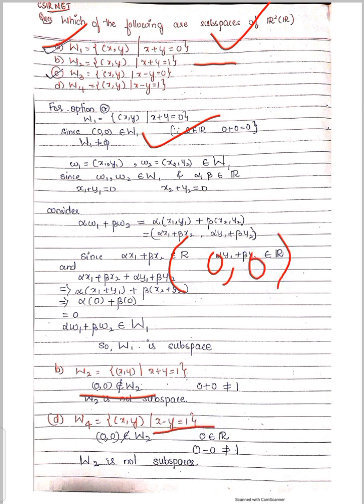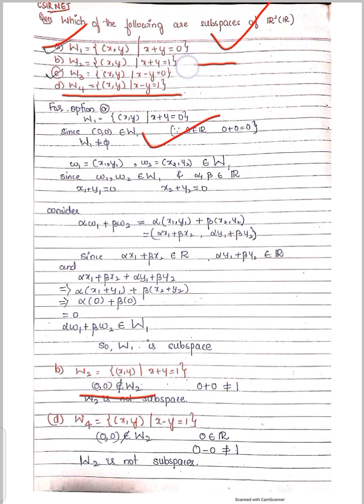Again this condition x minus 1 is equal to 0. For this ordered pair it is not satisfied. It means the (0, 0) ordered pair is not present in your W4. W4 is not present in W4. That's why it is not a subspace. Okay, so option D is also not a subspace.